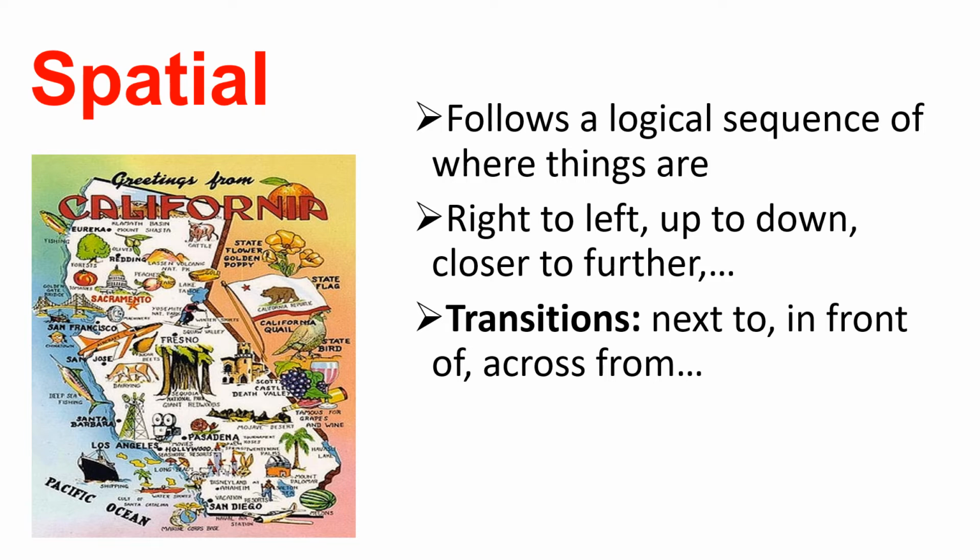So if I was, for example, telling you how to get somewhere, how to get to McDonald's, I would tell you from where we are now, and I would give you directions on how to get there. First go here, then do this, turn here, go straight here, and such. We want to follow a logical sequence of events of where things are.